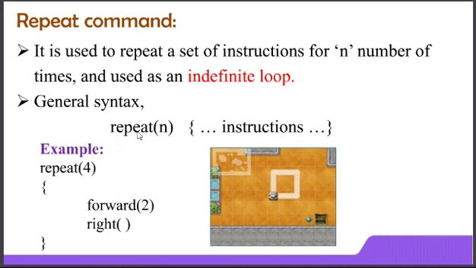The general syntax for this repeat command: repeat, open the bracket, n. That means n number of times. Then after that, what we have to repeat? We have to give the command here. For example, repeat, open the bracket 4, then open the bracket, forward, open the bracket 2, then right. At last we should close the bracket. That means the robo repeats 4 times forward and turn right.